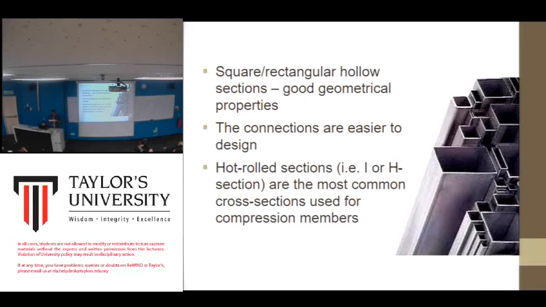Okay, square, rectangular hollow section, good geometrical properties. Connections are easier to design, so that's why most of the time you can see in buildings you use this kind of column section. Hot roll sections, for example I or H sections, are the most common cross section used for compression members, because the component is manufactured that way. So it's already in I shape, so you can straight away use that shape to become a column.